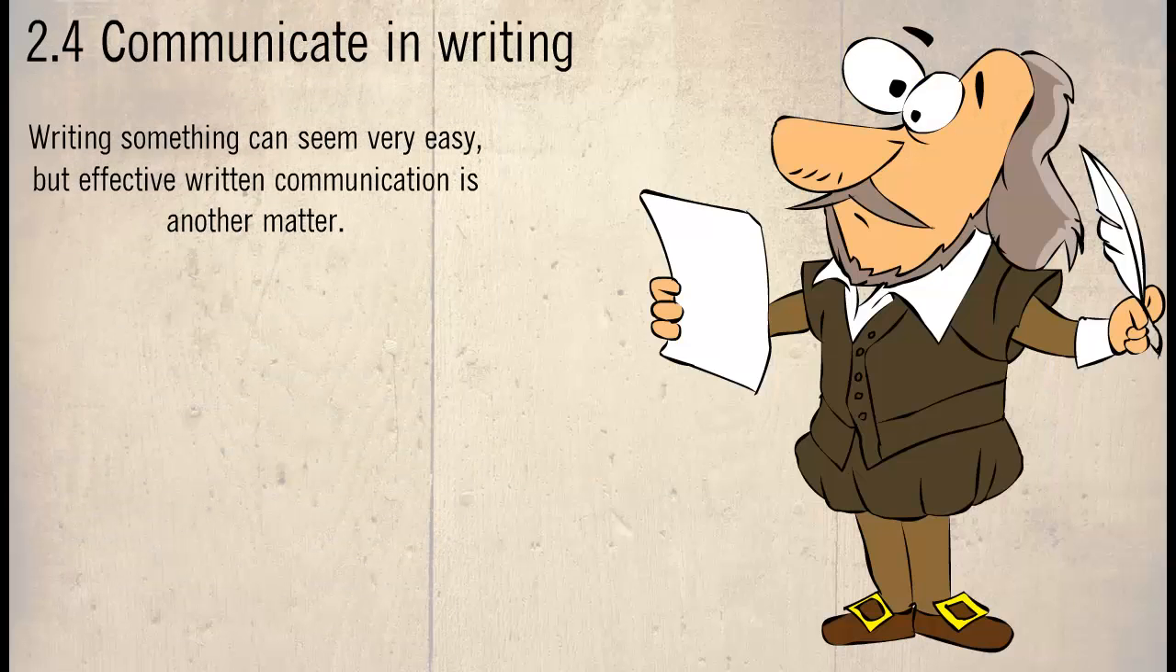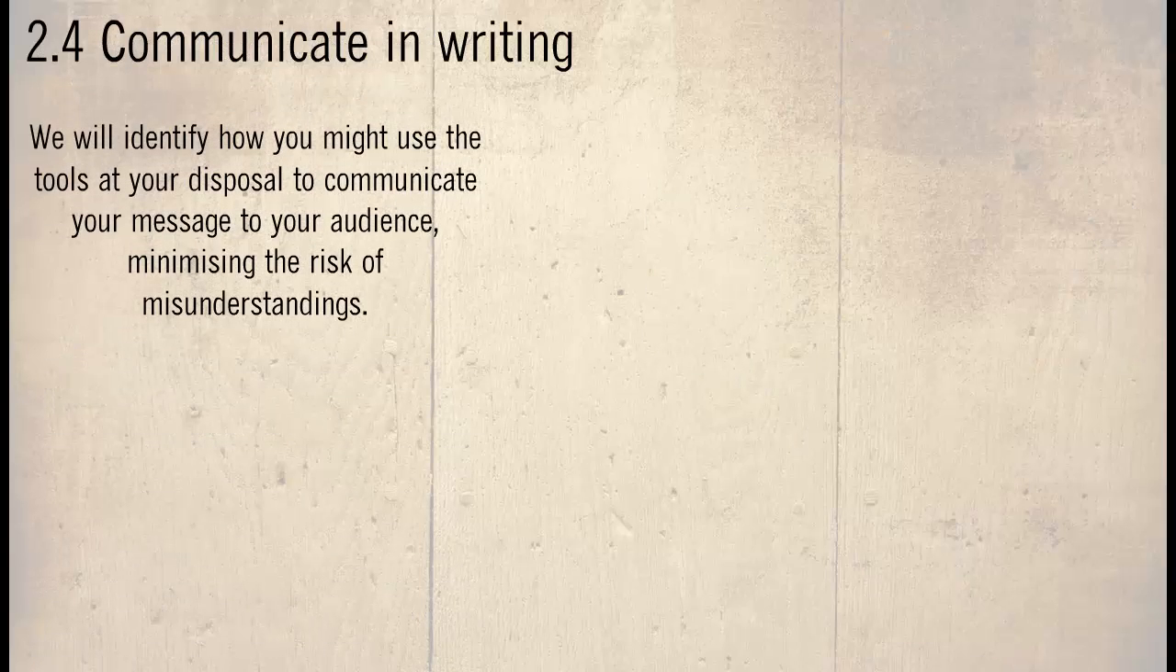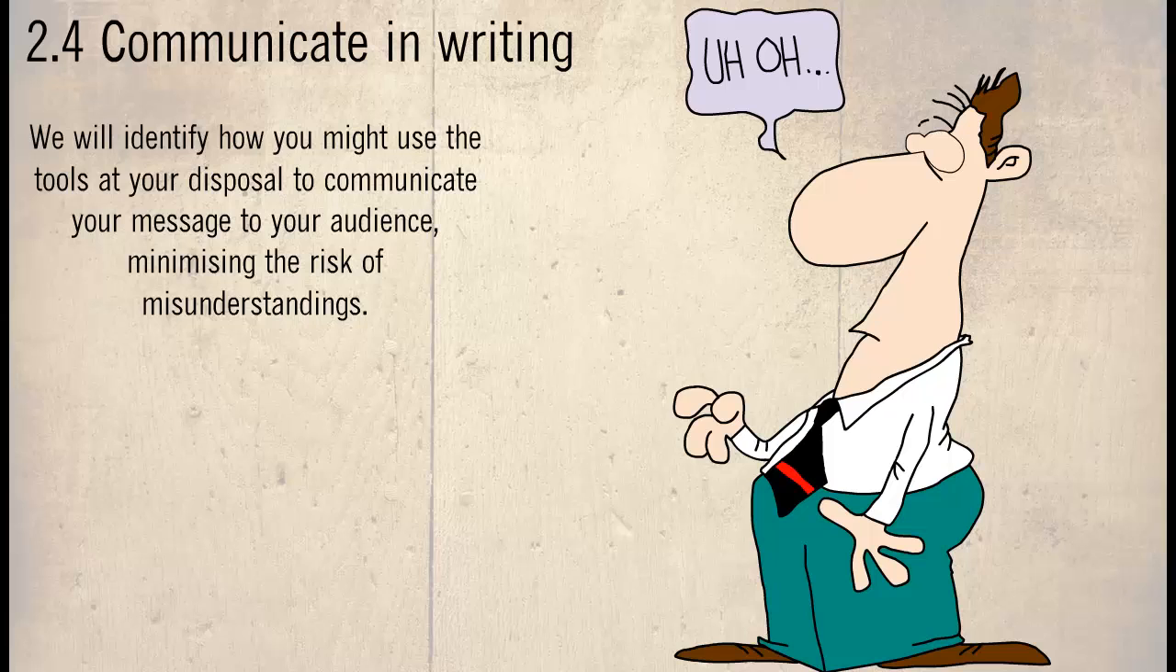You cannot use visual cues such as body language or oral cues such as tone of voice. Writing sometimes can seem very easy, but effective written communication is another matter. You need to understand how you can best communicate in writing and what constraints might be imposed by your working conditions. We will identify how you might use the tools at your disposal to communicate your message to your audience, minimizing the risk of misunderstandings.